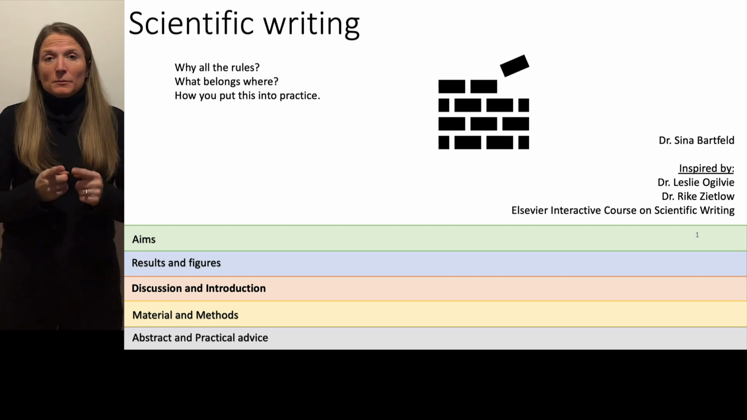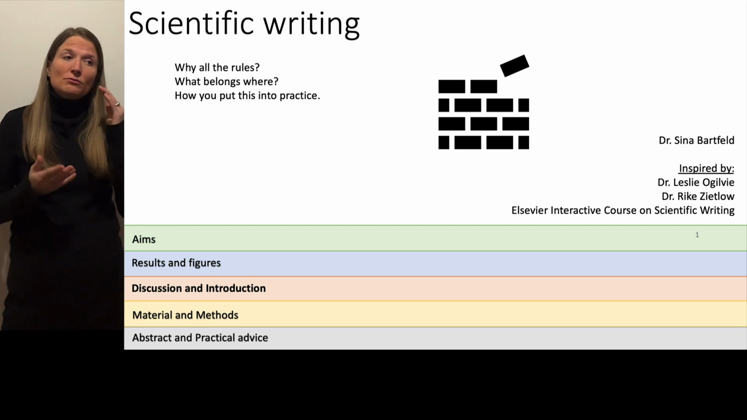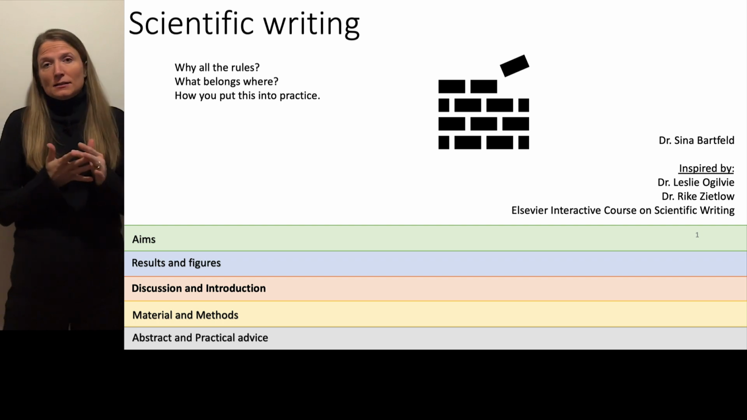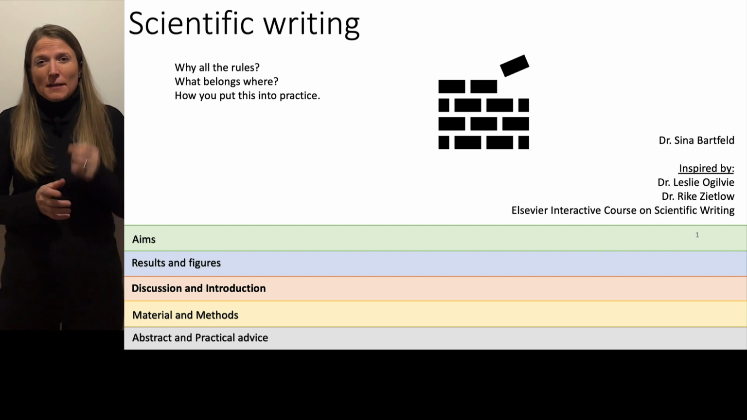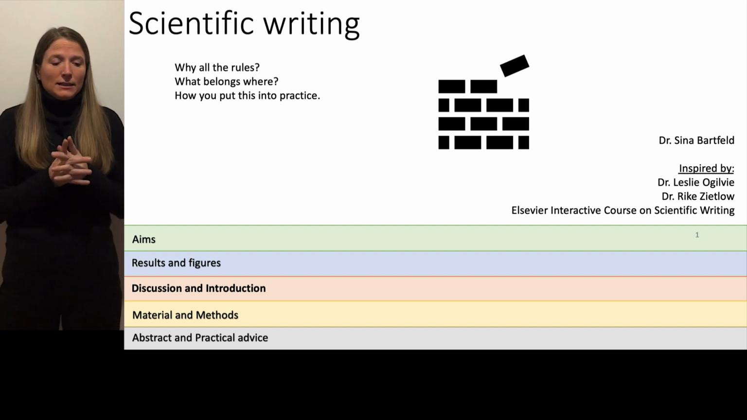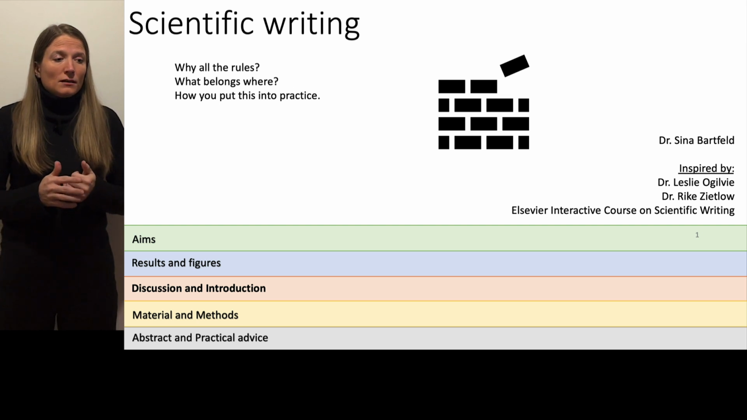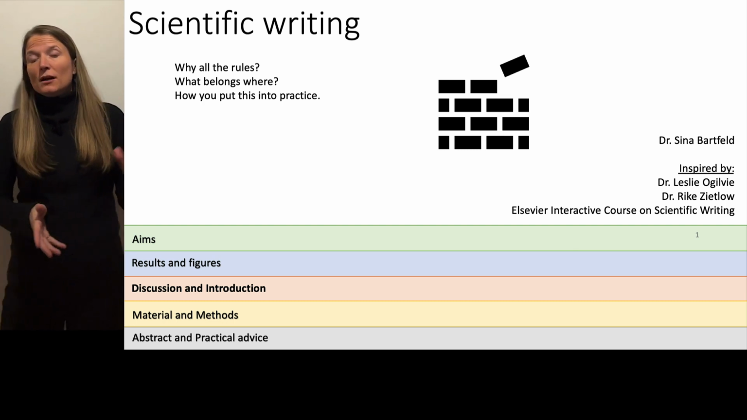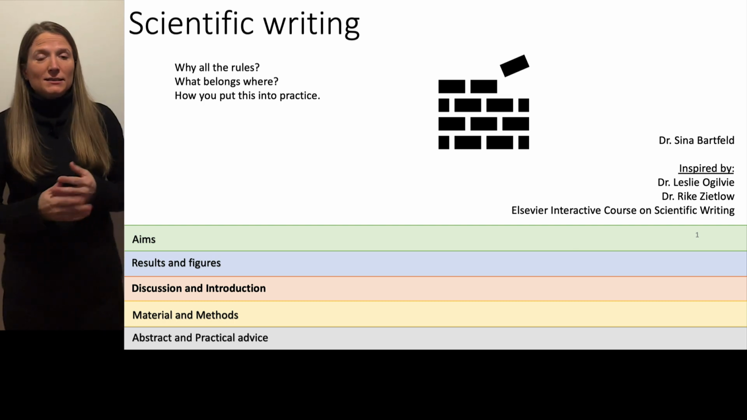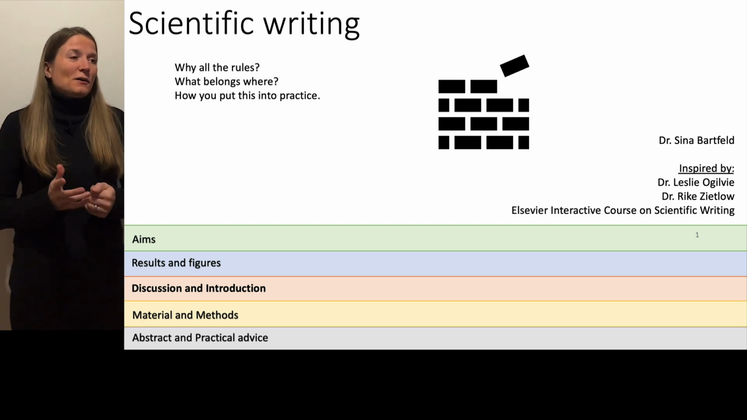All right, so we will talk about what rules exist in scientific writing, how you write your aims, your results and figures, discussion and introduction, material and methods, and abstract and practical advice. There's also by the publisher Elsevier a really nice online course. It's for free. You can register, and I can highly recommend that. I found that very helpful. And obviously, what I tell you now is clearly inspired by Leslie Ogilvy and Rike Zietlow, and I had Leslie's old slides as a help, so that was really good. So let's start.